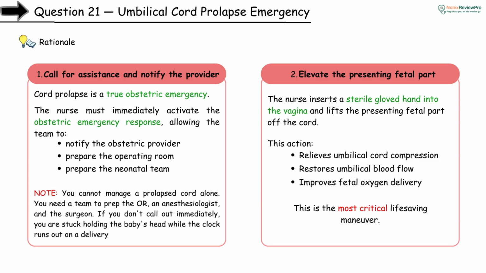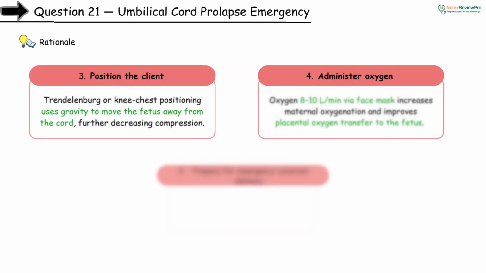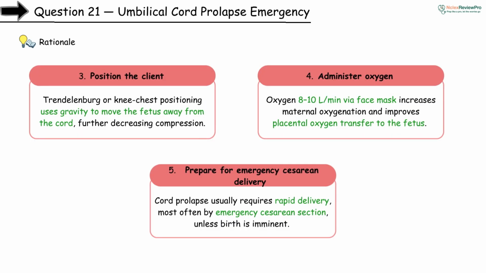Step 2. Insert a sterile gloved hand and elevate the presenting fetal part. This is the most critical life-saving action. You physically lift the fetus off the cord. This relieves compression, restores blood flow, and improves fetal oxygen delivery. Step 3. Position the client. Trendelenburg or knee-chest position uses gravity to move the fetus away from the cord. This further reduces compression.